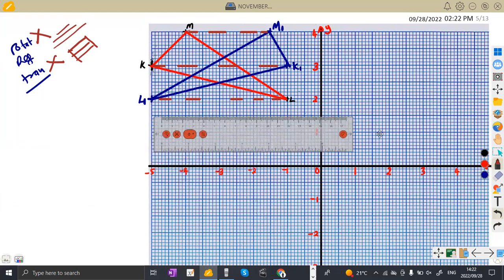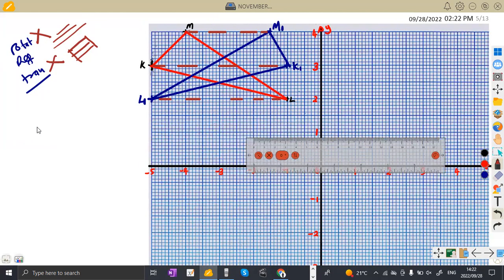So we can now describe this as a reflection. This was item 2 of part B. So we describe it: it is a reflection.